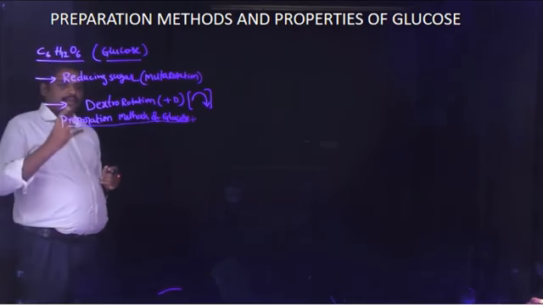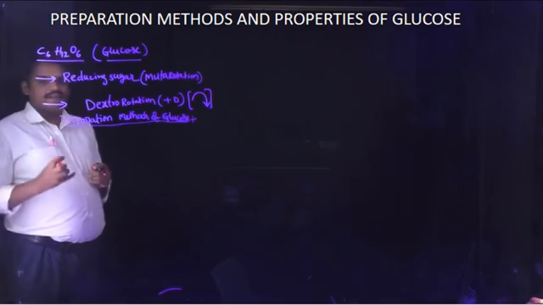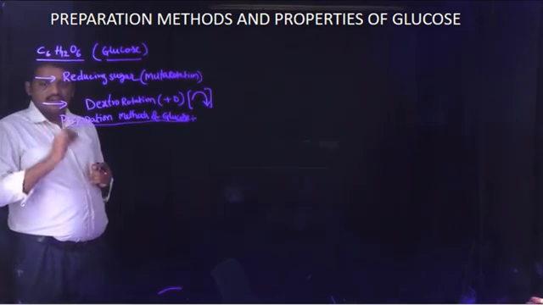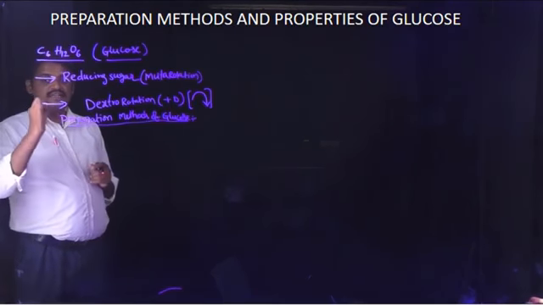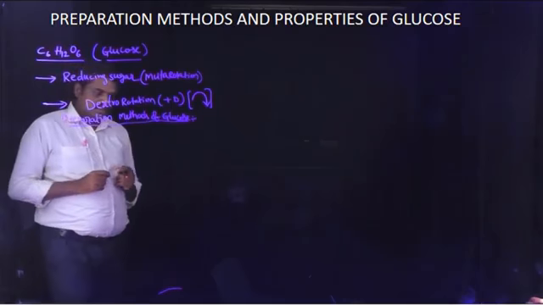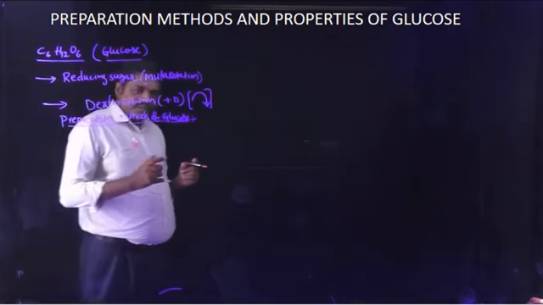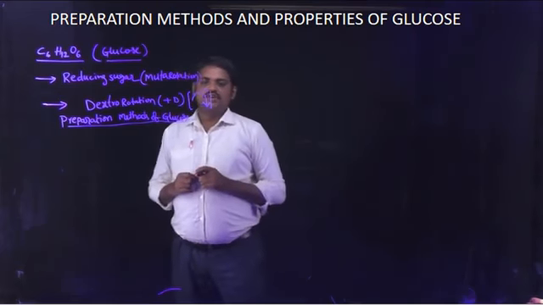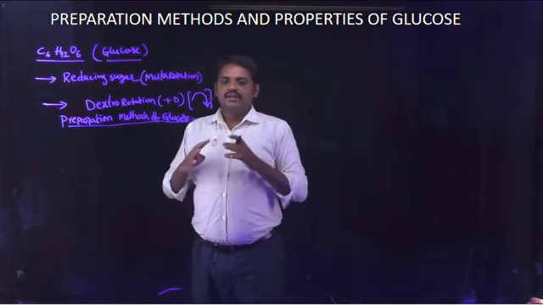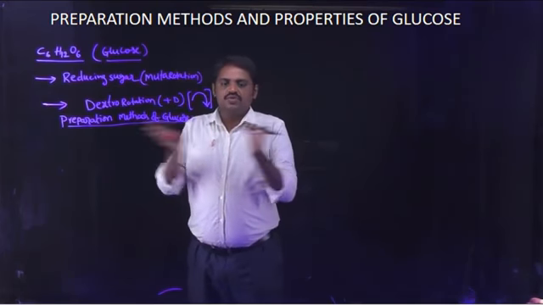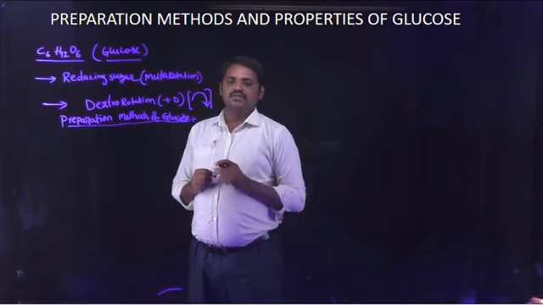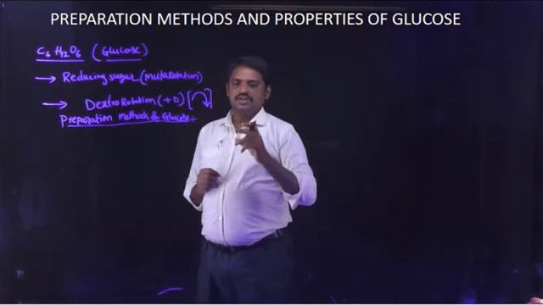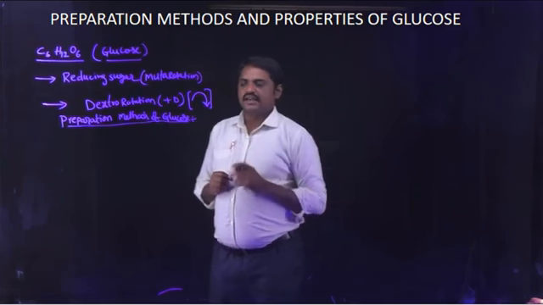Students, glucose is prepared from sucrose. Sucrose is one of the carbohydrate molecules, but this is a disaccharide. Disaccharide means this molecule reacts with water and is dissociated into two units. Such types of molecules are known as disaccharide molecules.